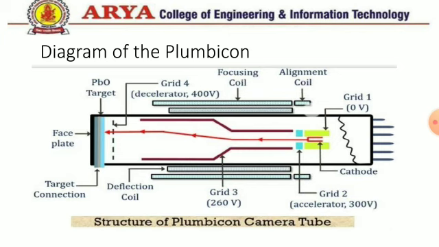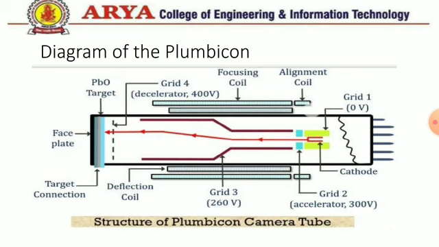Here this PIN diode is in reverse bias, and as it is in reverse bias, a minor current will flow, and that minor current is based on light intensity. This electron beam will have a constant number of electrons, which we are bombarding on it.